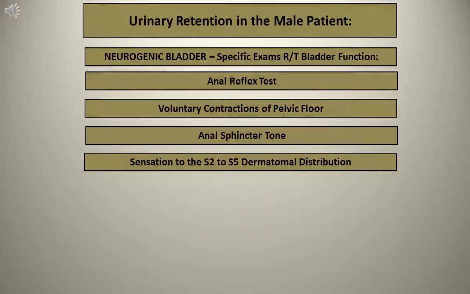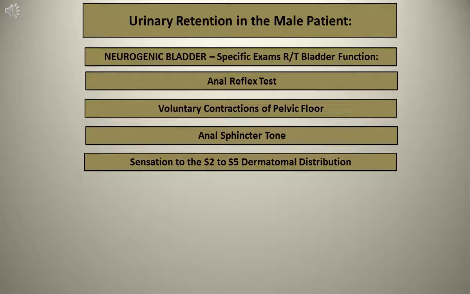The anal reflex test is similar to the bulbocavernosus reflex test. You use a non-lubricated finger to gently scratch the skin surrounding the patient's anus and observe for sphincter contraction. To test for voluntary contractions of the pelvic floor, ask the patient to cough. Coughing provokes stress urinary incontinence, and therefore voluntary coughs are used clinically to assess pelvic floor dysfunction.